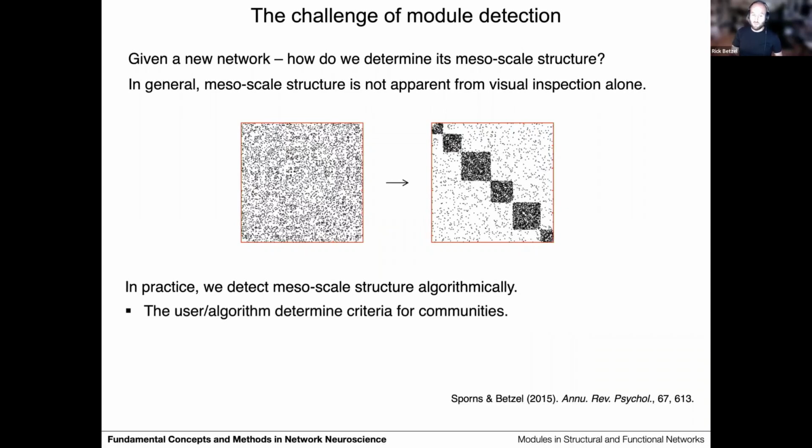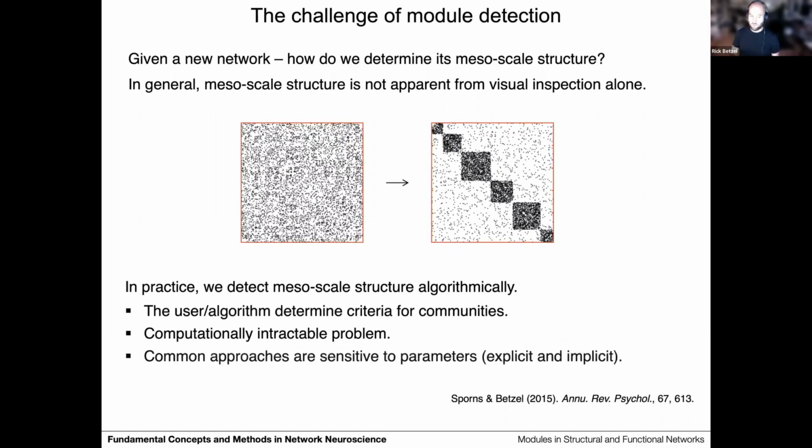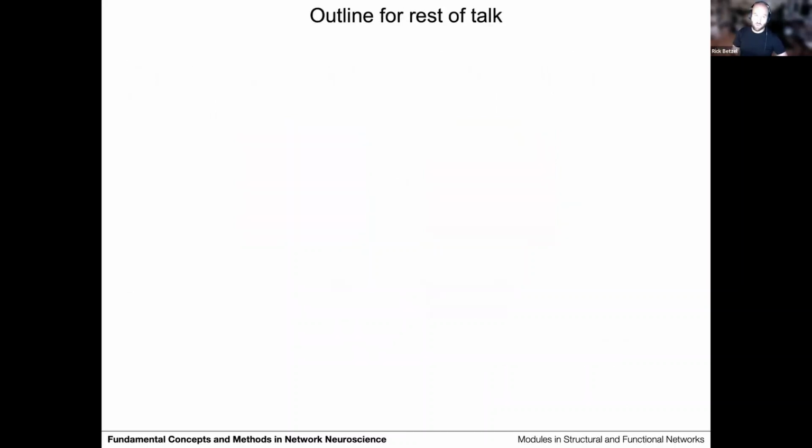There are lots of algorithms. There are lots of criteria for defining and detecting communities, and the user has lots of control over it. In most cases, detecting the truly optimal communities is computationally intractable, so we resort to heuristics. And all of the common tools are sensitive to parameters. That is, we have to make some decisions, parameterize them in specific ways. If you're using a tool that claims it does not have parameters, it is lying. There are some implicit parameters baked into it that you may not have access to in your implementation.